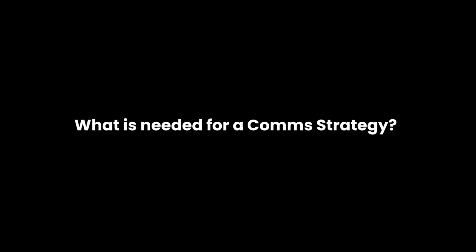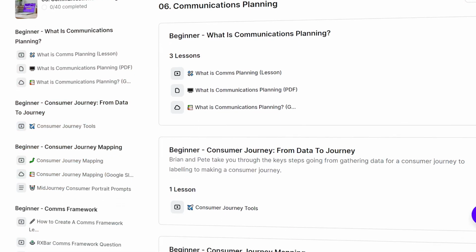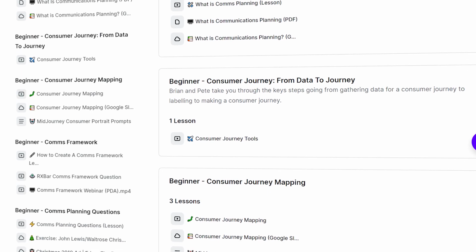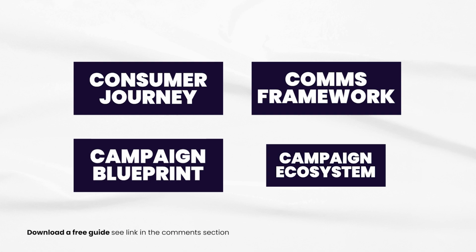What is needed for a comm strategy? In the Strategy Finishing School, I've created a guide on the 4 key outputs to developing a comm strategy: the consumer journey, the comms framework, the campaign blueprint, and the campaign ecosystem. Let's use an example to show how comm strategy is your insurance when it comes to the big idea. I'm going to show you a hypothetical example with Campbell's dinner insurance that protects first-time cooks from first-time fails.